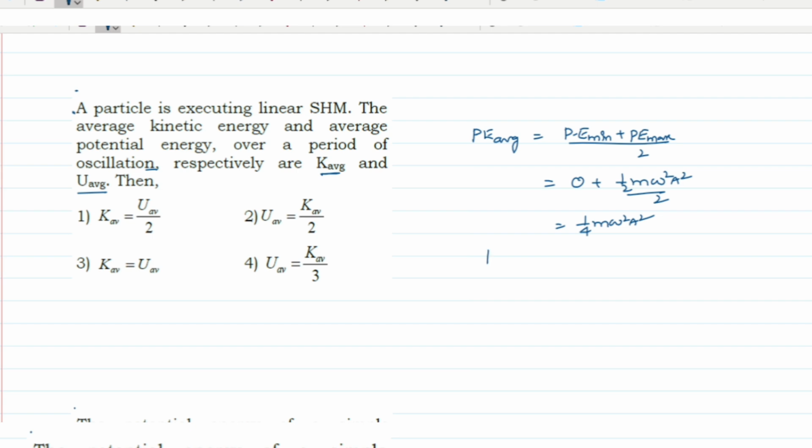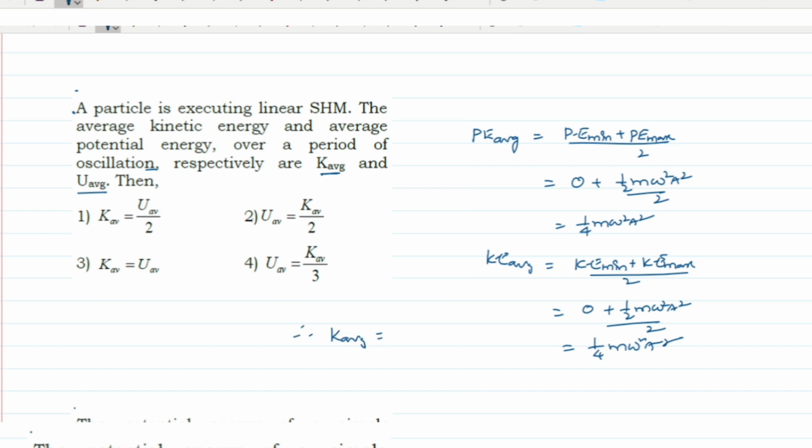Kinetic energy average also will be kinetic energy minimum plus kinetic energy maxima, by 2. So it's nothing but minimum kinetic energy 0 plus half m omega square a square, by 2, and kinetic energy average also will be 1 by 4 m omega square a square. Therefore kinetic energy average is equal to potential energy average. So this is the correct answer.